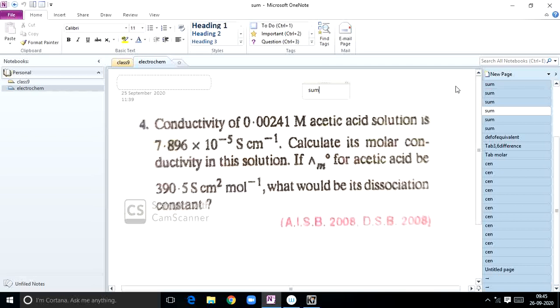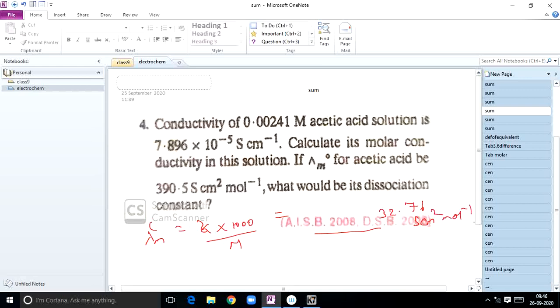So next, conductivity of 0.00241 molar acetic acid solution is given. Calculate its molar conductivity in this solution. If lambda m naught for acetic acid is given, what would be the dissociation constant? Same formula, same model, students. You have to practice this one. First lambda mc, hint I will give, kappa into 1000 by molarity. So you substitute all the given data and you should get 32.76 Siemens centimeter square mole inverse.